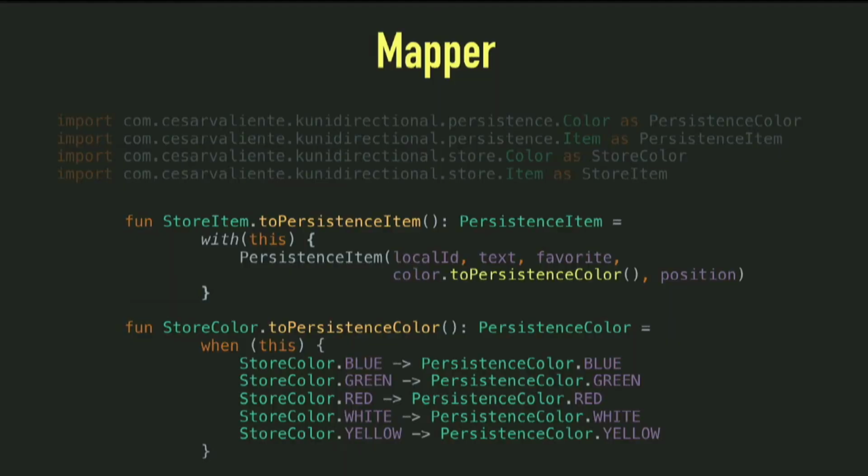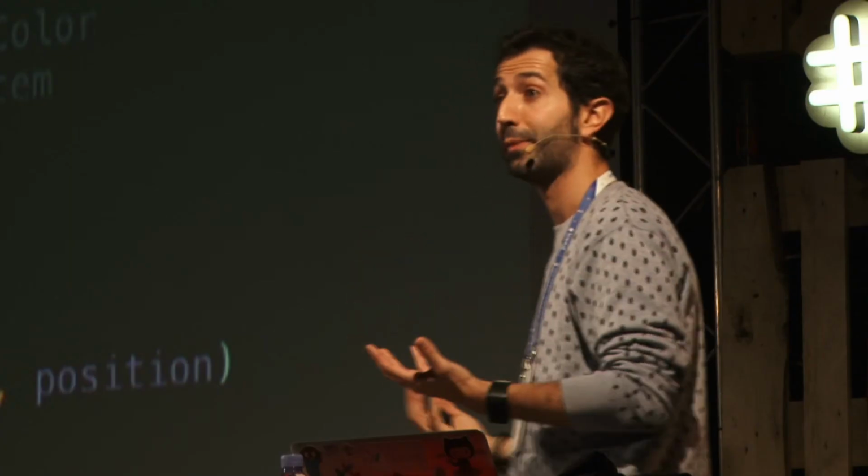Mappers, using extension functions in Kotlin, are super cool, no? Because we don't need static functions like in Java. We can create it so that every item knows how to transform itself. In this case, for instance, from a store item, we go to a persistent item.